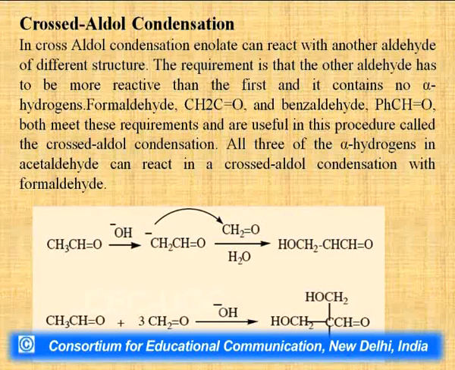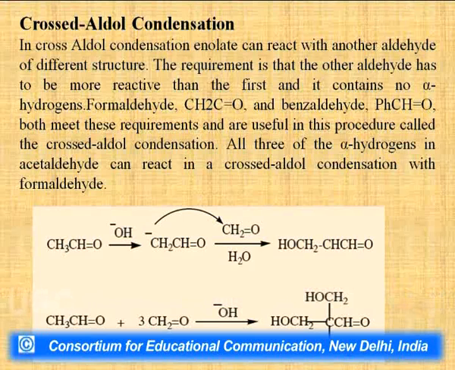In cross aldol condensation, the enolate can react with another aldehyde of different structure. The requirement is that the other aldehyde has to be more reactive than the first, and it contains no alpha hydrogen. For example, formaldehyde. So when an aldehyde has alpha hydrogen, the simple aldol condensation will take place, and when there is no alpha hydrogen, the cross aldol condensation will take place. Formaldehyde and benzaldehyde both meet these requirements and are useful in this procedure.